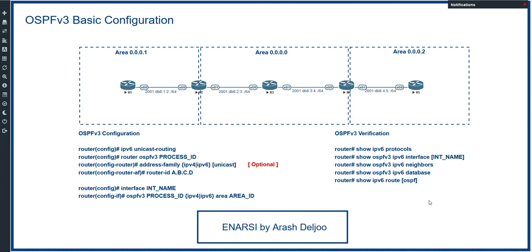You know that in OSPF version 2 we have multiple types of packets. For example, in OSPF version 2 we have hello, database description, link state request, link state update, and also link state acknowledgement. Let me say that in OSPFv3 we have exactly the same packet types.